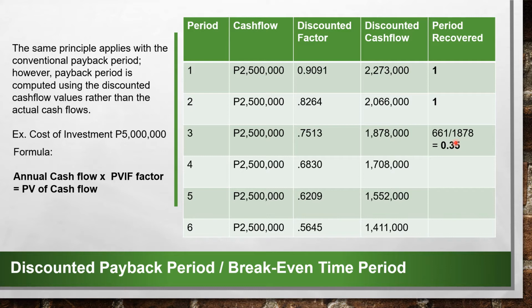So actually our project cost here is 5 million. Okay. So 5 million project cost. So we have a 2.35 discounted payback period because on the third year, in order to have 5 million, we need 661,000 out of 1,878,000. So we will get 0.35.